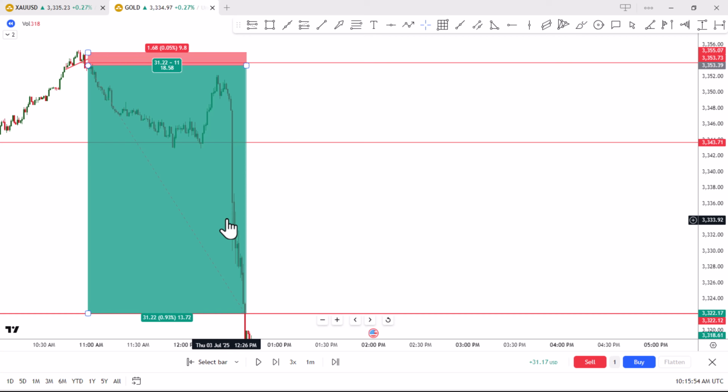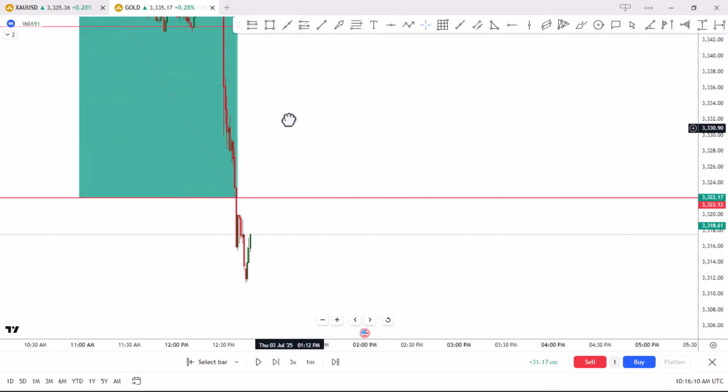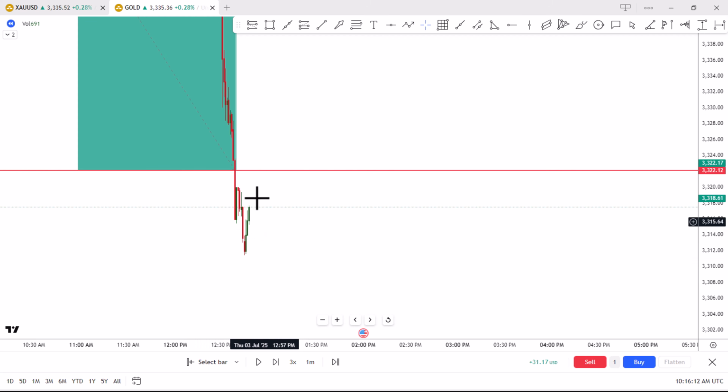But I got out of the trade around somewhere here because I don't really trade news. I don't trade news at all. So because it was news time, I had to get out of the trade and find a way to execute another trade. So what was I looking for? Below here, I was just looking for a rejection to execute another trade. And that was what I did again.